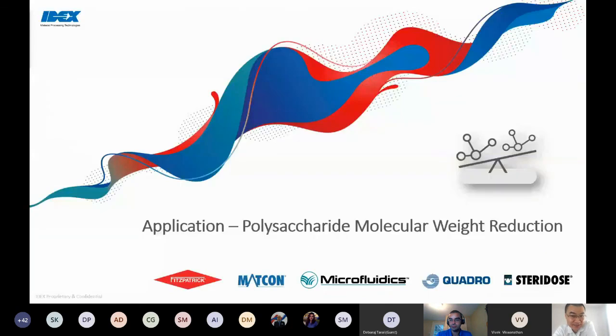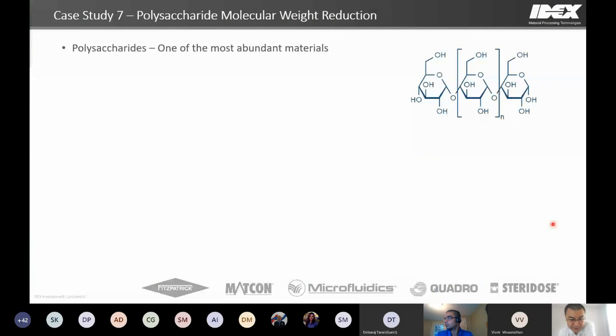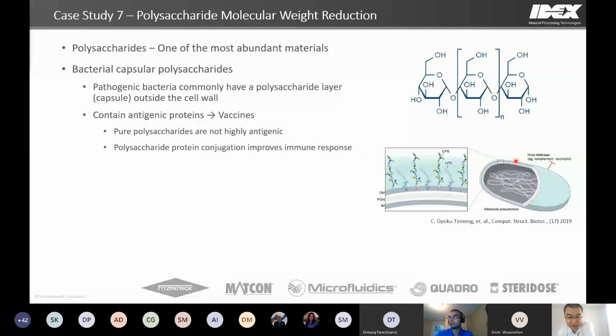Okay, my next application, I think it's an interesting application. It's kind of a unique way to use our technology. This is processing polysaccharides to reduce their molecular weights. Polysaccharides are one of the most abundant materials that you can find. And technically, starch, cellulose, and many other long-chain polymer carbohydrates all belong to polysaccharides. But I'll talk about a different type of polysaccharide here today, which is the bacterial capsular polysaccharide. A lot of pathogenic bacteria commonly have a polysaccharide layer, also called the capsule, outside the cell wall.